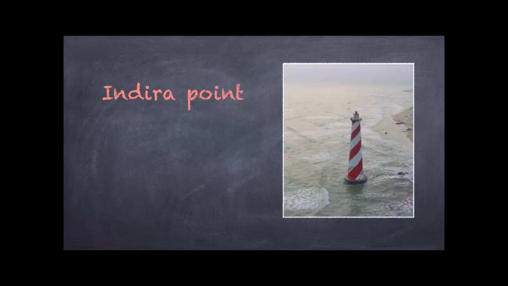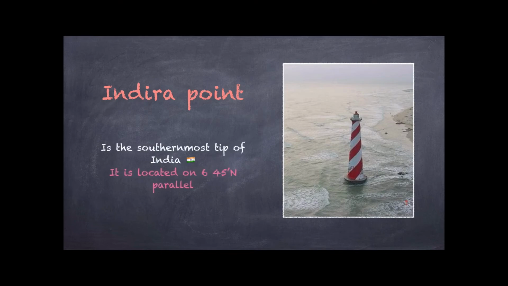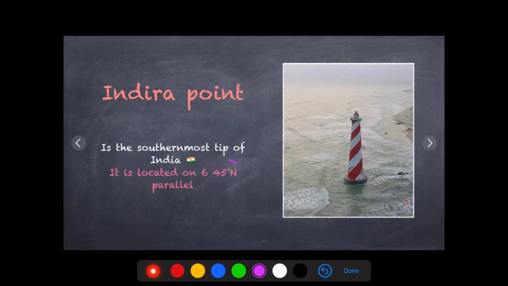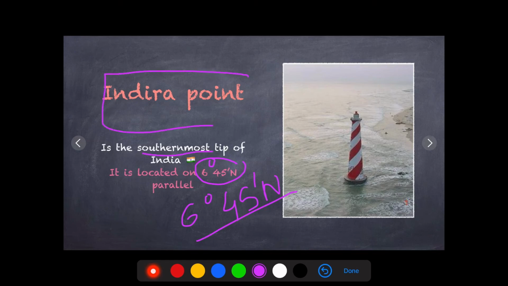Now let us move to our next slide. Indira Point. This is also an important thing. We will see it on Google as well. This is the actual picture. It is the southernmost tip of India. It is located at 6 degree 45 minutes north. It is the end of India, meaning the extent of India is completed at the southernmost point, Indira Point.